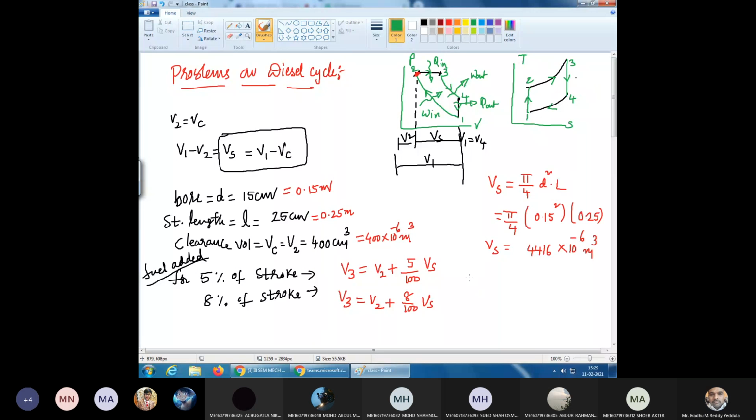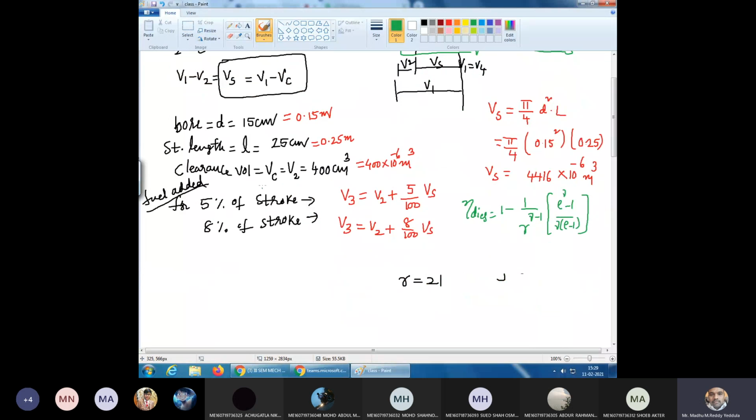Calculate cutoff ratio. Efficiency of diesel cycle is equal to 1 minus 1 by r power gamma minus 1 into rho power gamma minus 1 by gamma into rho minus 1. This is the formula for calculating the efficiency of the diesel engine, right? Now, here I want compression ratio as well as cutoff ratio. Gamma value is constant, that value is equal to 1.4.